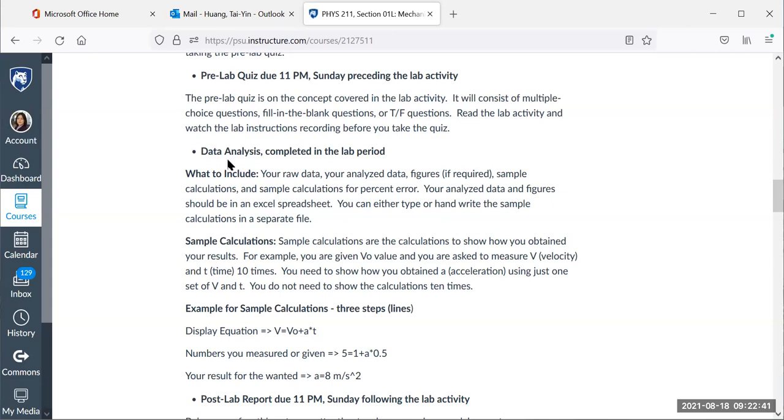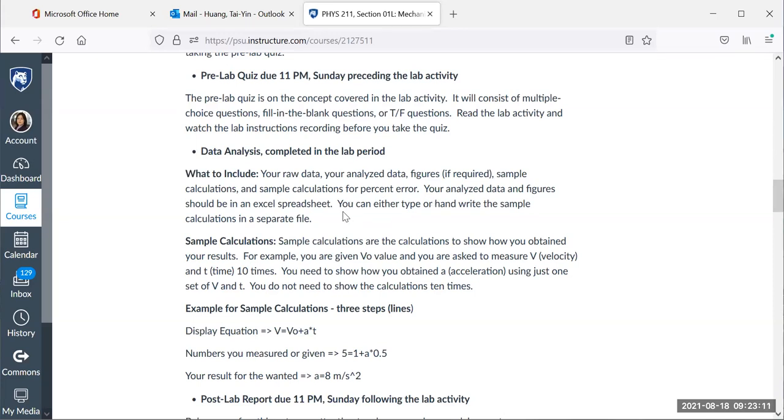And so the data analysis should be completed during the lab period. And what should you include in your data analysis? You should have your raw data, your analyzed data, and figures if those are required. You should have sample calculations, and also for the measurements, a sample calculation for percent error, and your data and figures should be in an Excel spreadsheet.